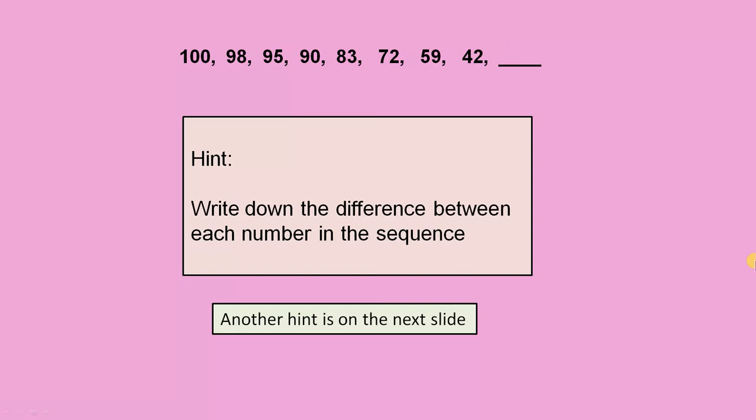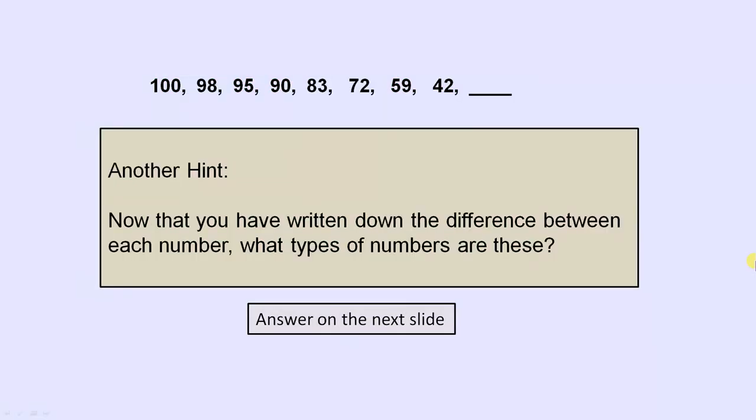Okay, now I'll give you the final hint in case you need it, but you might not. You could have already solved it. So here is the final hint before I give you the answer. Another hint. Now that you have written down the difference between each number, what types of numbers are these? If you can work out what types of numbers they are, you'll be able to solve it.